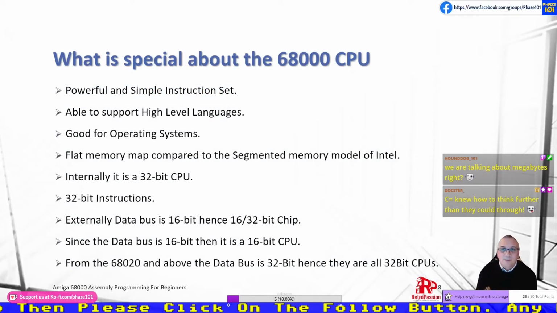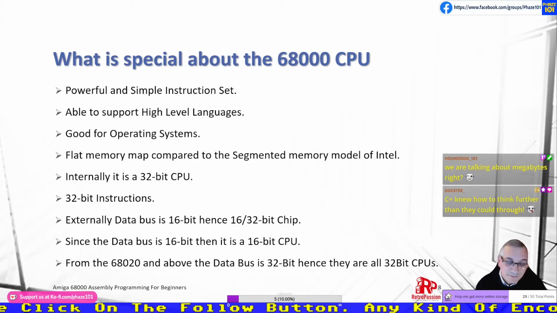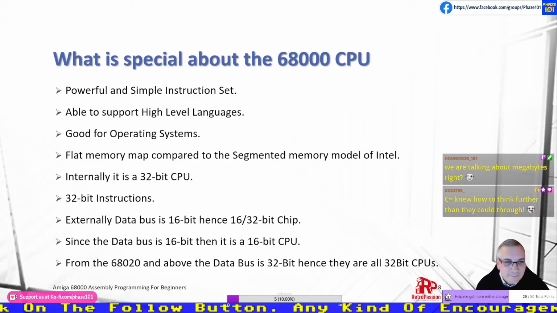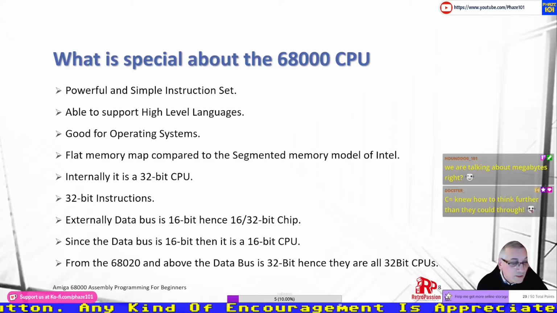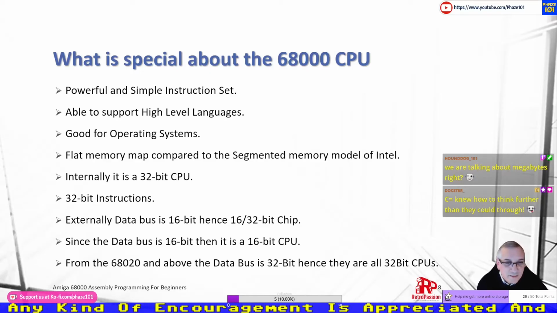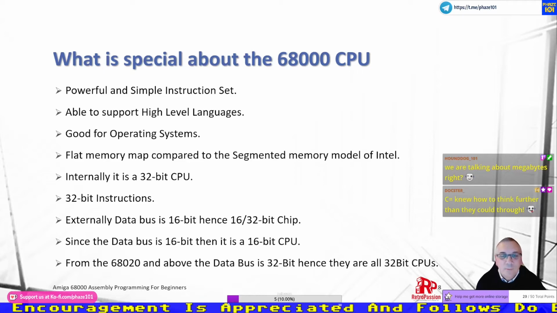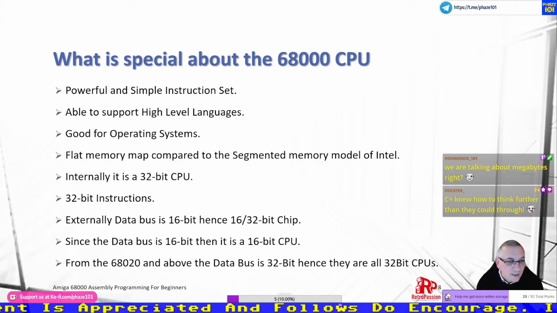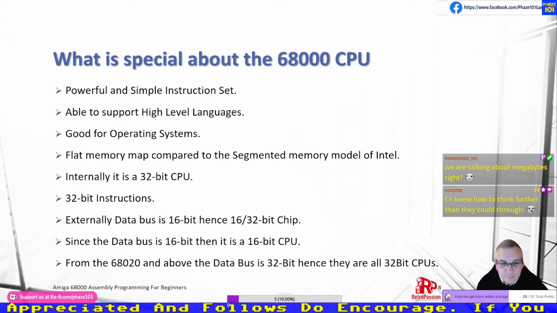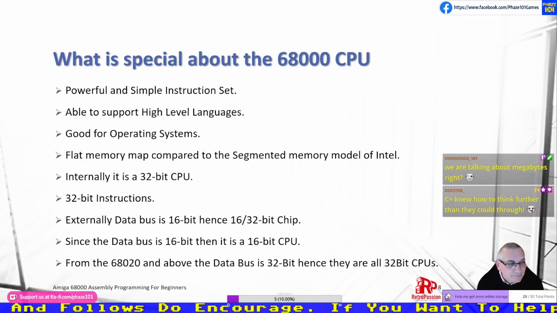What is special about the 68000? Powerful and simple instruction set. It's very true. Able to support high-level languages. Good for operating systems. True, because of its interrupt system. Flat memory map. Compared to the segmented memory model of the Intel, this was a killer to the Intel machine back then. Internally, it is always 32-bit.